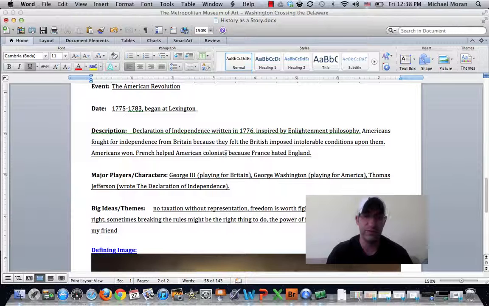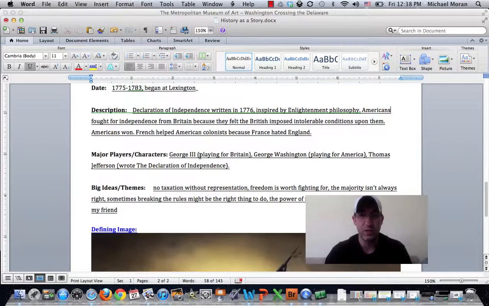And I know that's just a very, very basic description of the American Revolution. I probably need to know more than that, but that's just a general outline of that event. And then same thing with major players. There's so many more people that we could list. This is just a starting point. So we have George III, who's playing for Britain, and then George Washington, so kind of our protagonist playing for America, and then another person, Thomas Jefferson, one of the authors, founding fathers, Declaration of Independence.